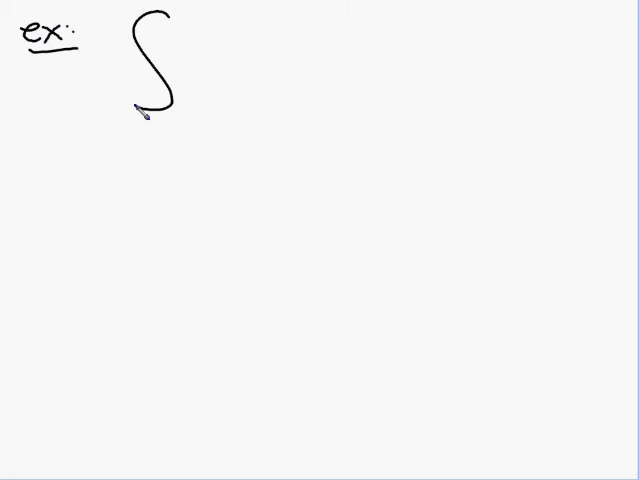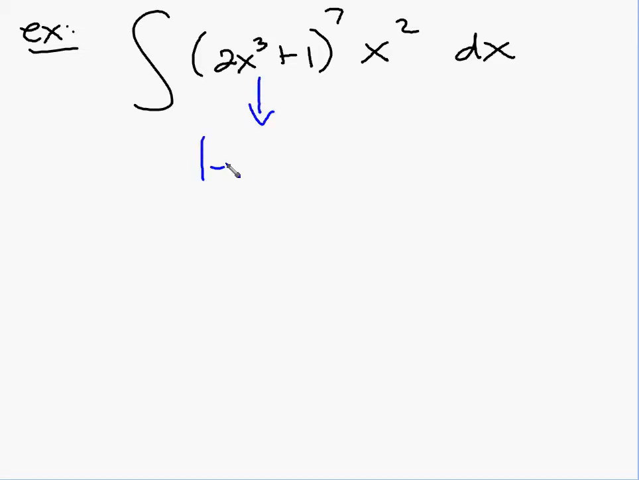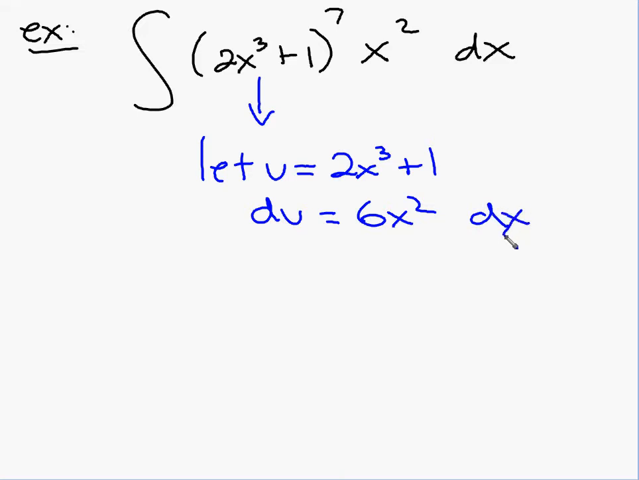Let's say that I had the integral of (2x cubed plus 1) to the 7th times x squared dx. Now remember what we're trying to do. We're trying to represent everything that's up there. All right? So I told you to let u be the mess. Well, this looks like the biggest mess I've got. Let u equal 2x cubed plus 1. And then I told you to take the derivative of that mess and call it du. So the derivative of that is 6x squared, and then we say dx.